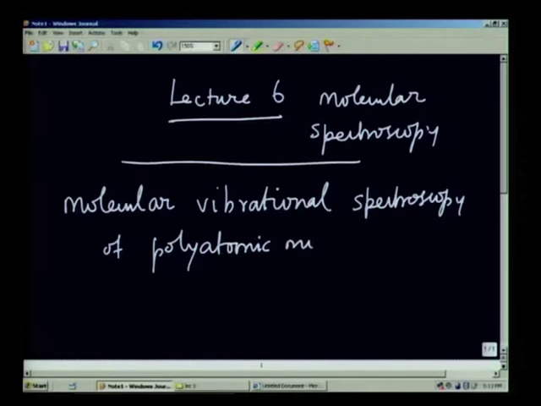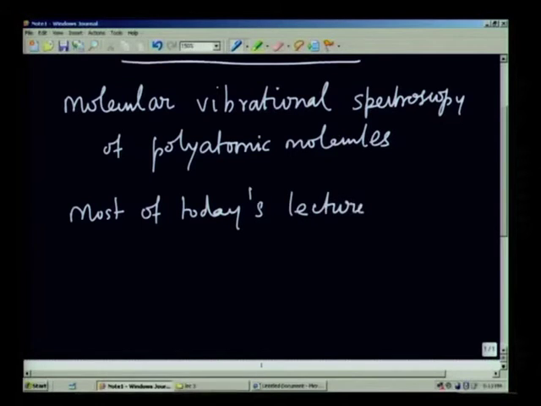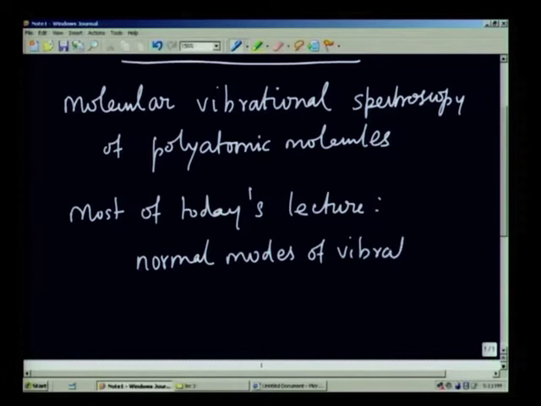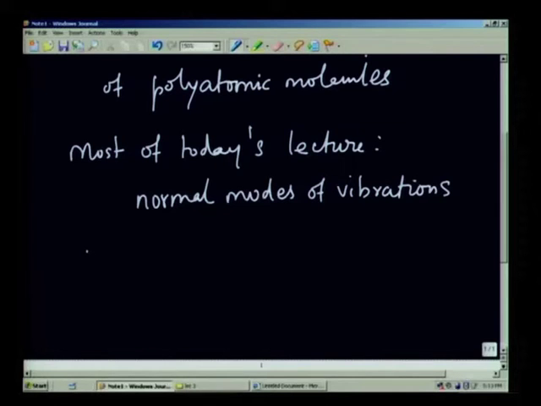There is going to be a slight difference, and what we will be concerned with for most of today's lecture is normal modes of vibration. This is the theme of today's lecture, vibrations, and I shall use a program to show some of the animated vibrational motions.